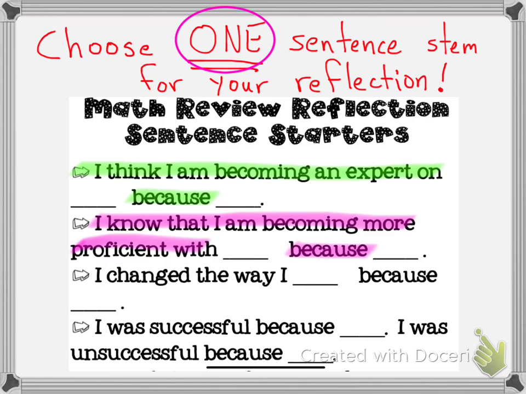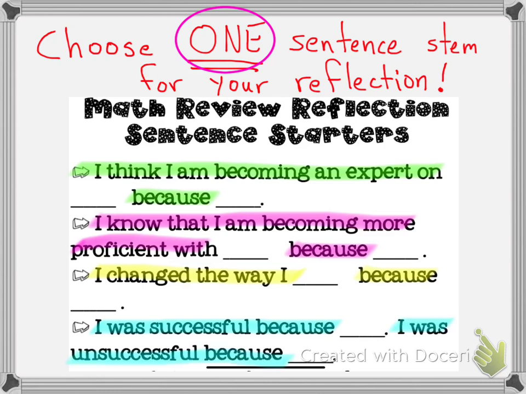The third reflection sentence that you can choose is, I changed the way that I blank. So this is something that you changed, maybe your strategy or the way that you did something, and then tell me why. And then the last one that you can choose from is, I was successful because blank. How do you know you were successful? How do you know you got something right?